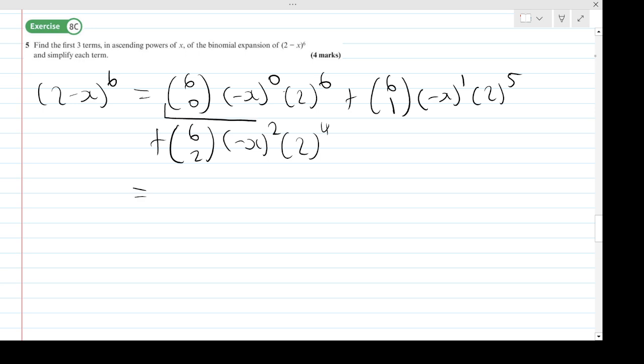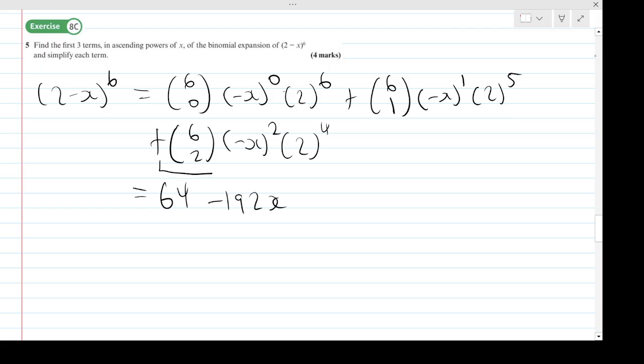So this term, well, 6 choose 0 is 1. Then minus x to the power 0 is just 1 as well, so then just 2 to the 6 is 64. Then 6 choose 1, so on this term now, 6 choose 1 is 6. Then minus x to the 1 is just minus x, so we have 6 times minus 1 is minus 6. Then minus 6 times 2 to the 5 will give us minus 192x.